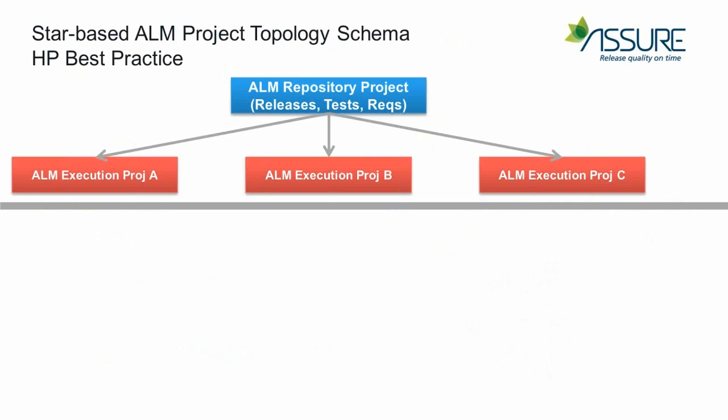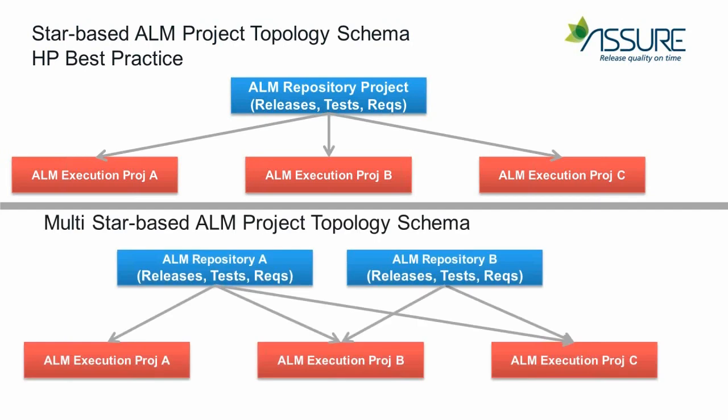I'll go through the HP best practice, and then I'll let Olivier explain how they decided on topology in HP IT. So what you see here is an HP best practice paper about project topology. The blue project is a repository project. It's the main project that holds the assets, meaning especially test cases and requirements. The other projects take assets from this project and are used for execution. They could take either from one repository project or from multiple, as you see in the lower part of the screen.